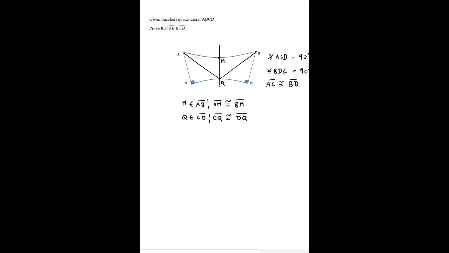So let me open another page so that we can see it better. Alright, here we have both triangles highlighted. So using the information that we have, let's prove that triangle ACQ and triangle BDQ are congruent. Well, let's look at the sides first. So we know that AC is congruent to BD because it was given to us.